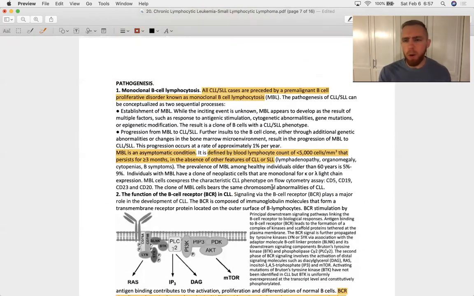So how does the ball get rolling on a B cell cancer? First, there's monoclonal B cell lymphocytosis, which is exactly what it sounds like. There's lots of clonal B cells in the blood, but there's not enough for you to call it a leukemia. So the numbers just aren't high enough. MBL is an asymptomatic condition defined by a blood lymphocyte count of less than 5,000 cells per millimeter cubed that persists for greater than 3 months in the absence of any other features of CLL or SLL, such as lymphadenopathy, hepatosplenomegaly, or cytopenias.